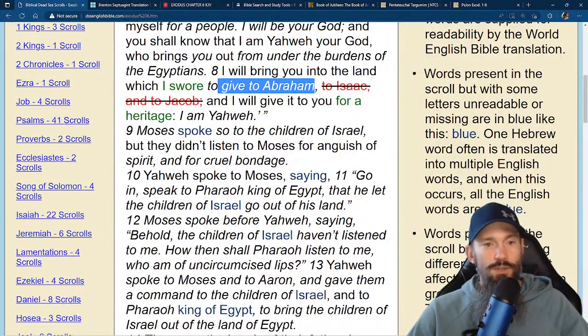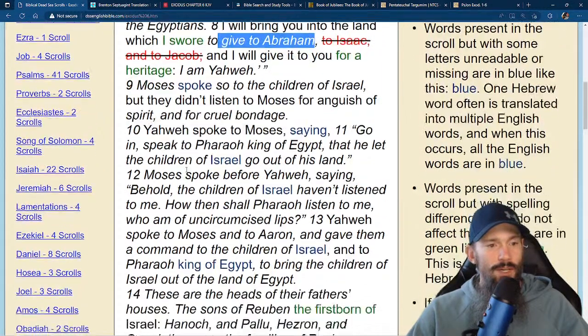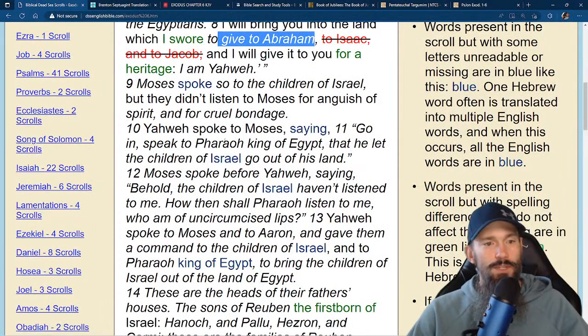Moses spoke so to the children of Israel, but they didn't listen to Moses for anguish of spirit and for cruel bondage. Yahuwah spoke to Moses, saying, go in, speak to Pharaoh, king of Egypt, that he let the children of Israel go out of his land. Moses spoke before Yahuwah, saying, behold, the children of Israel haven't listened to me. How then shall Pharaoh listen to me, who am of uncircumcised lips? Yahuwah spoke to Moses and to Aaron and gave them a command to the children of Israel and to Pharaoh king of Egypt to bring the children of Israel out of the land of Egypt.